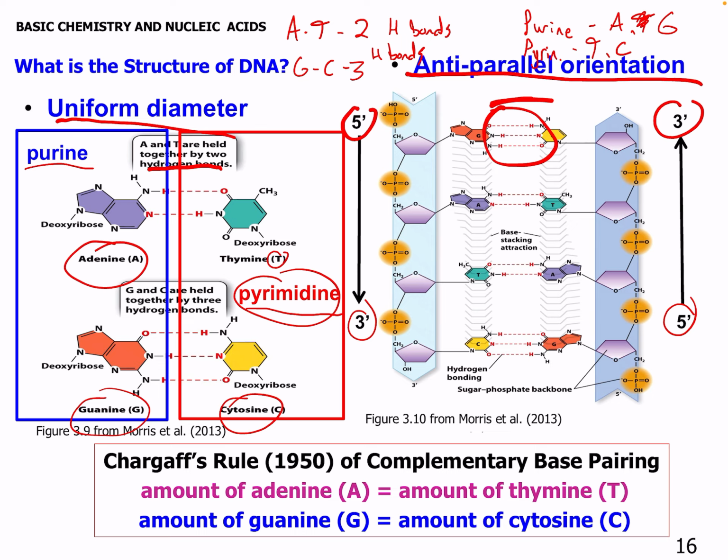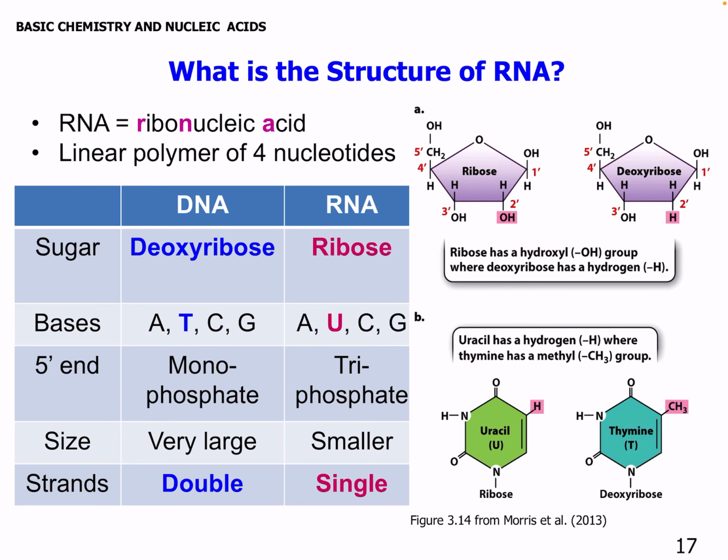One rule to keep in mind is Chargaff's rule, which is about complementary base pairing. So again, A will only match with T, guanine will only match with cytosine. We see that here. So T to A, C to G. And again, 3 hydrogen bonds C to G, 2 hydrogen bonds T to A.